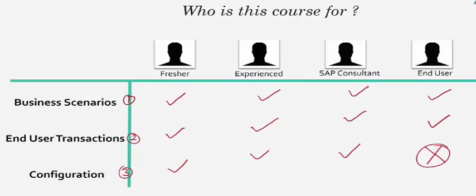So, this is the matrix of the type of people who can take this course and what they need. This course covers all the three pieces: business scenarios, end user transactions, and configuration.